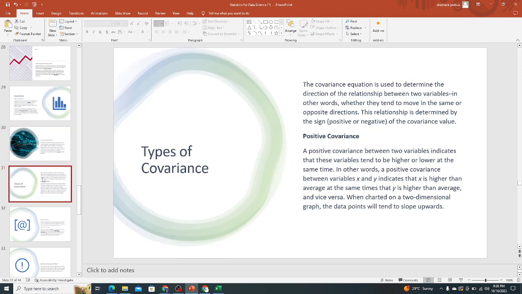Let's continue. We were in which slide? This one, okay? So we've said positive covariance. Positive covariance between two variables indicates that these variables tend to be higher or lower at the same time. In other words, a positive covariance between variable X and Y indicates that X is higher than average at the same times that Y is higher than the average, and vice versa. So when that is plotted in a two-dimensional graph, the data points will tend to slope upward, okay? That is for a positive covariance, okay?